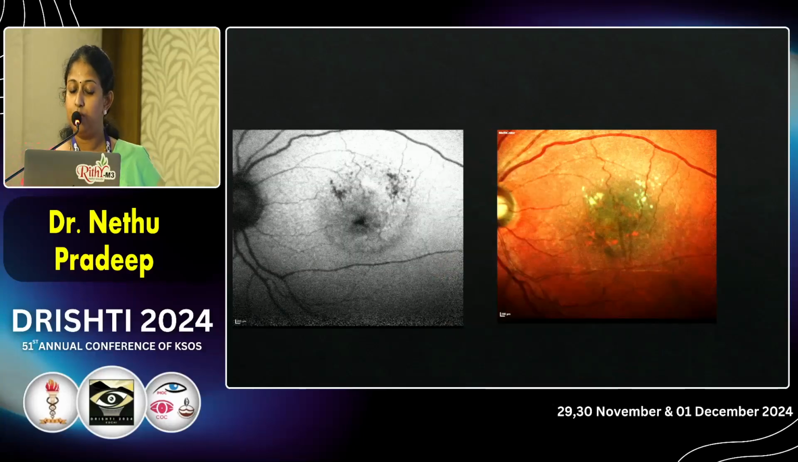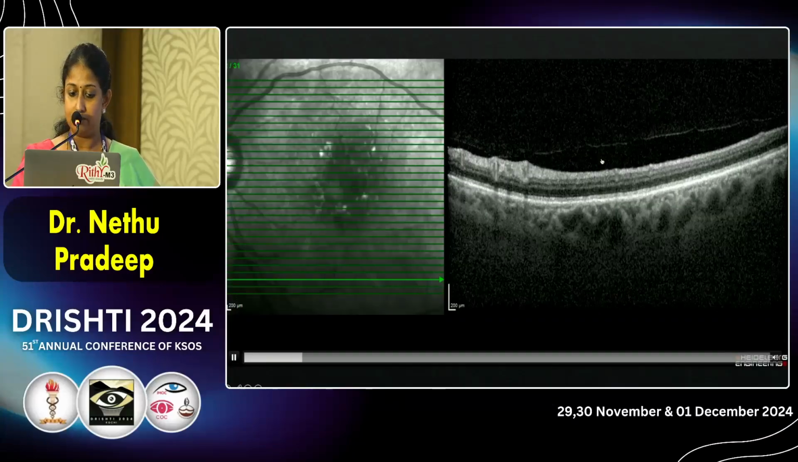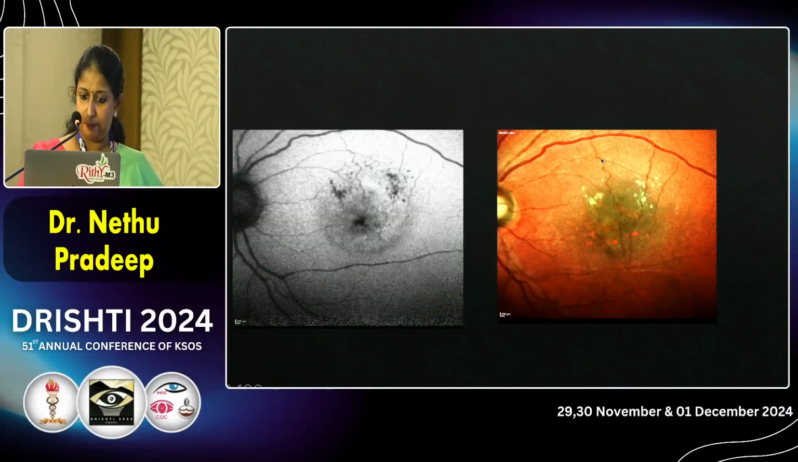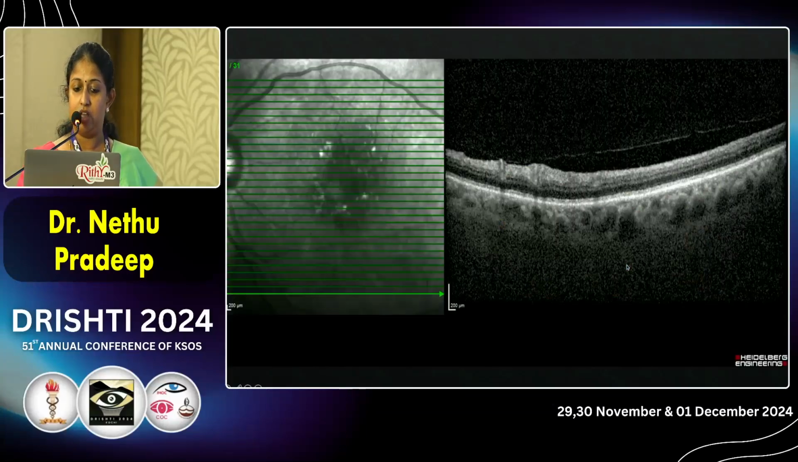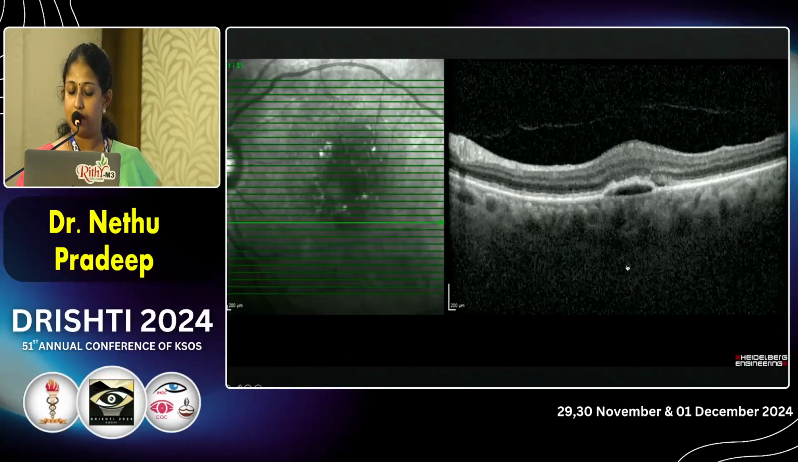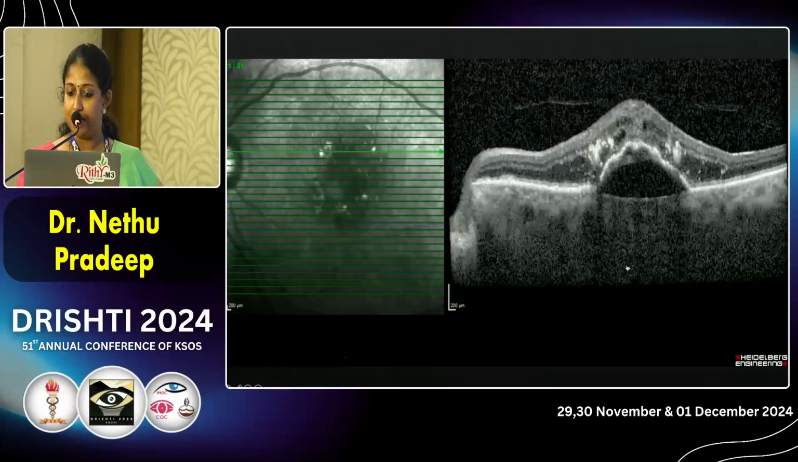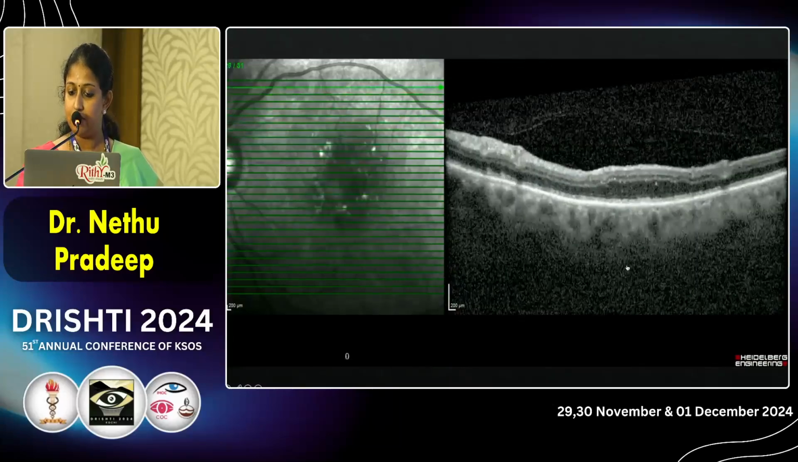So in the autofluorescence, there is hypoautofluorescence corresponding to the exudates and hemorrhages. And in the multicolor imaging, you can see a retinal arteriole which is coming into the network and a retinal venule which is draining from the network. So this is the OCT of the eye, which showed a PED and intraretinal fluid.